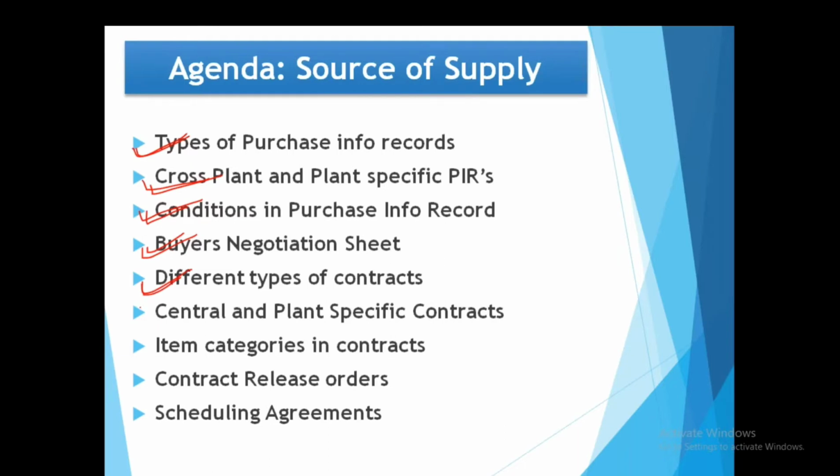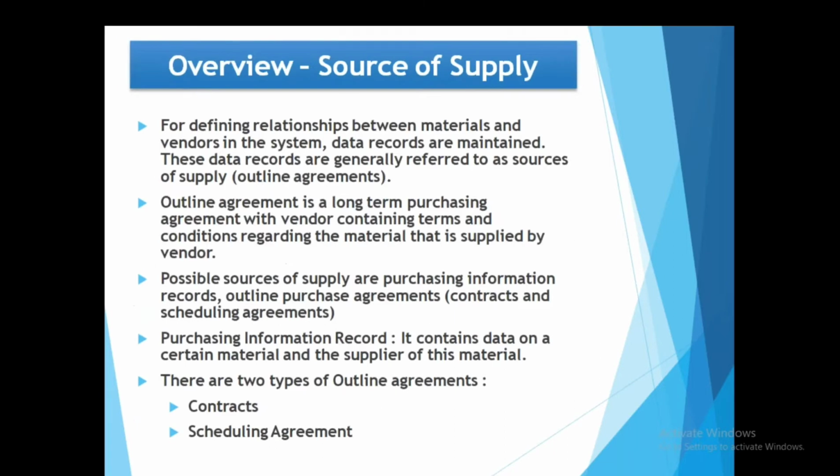Then we will see central and plant specific contracts, how to maintain item categories in the contracts. Then we will understand about contract release orders, and then we will see scheduling agreements. So these are the topics we will be covering in the source of supply.